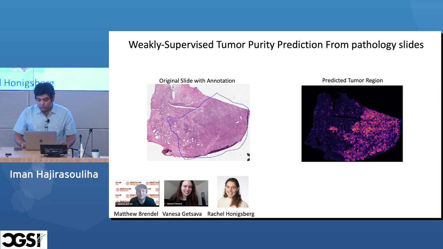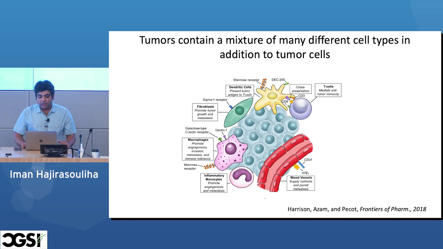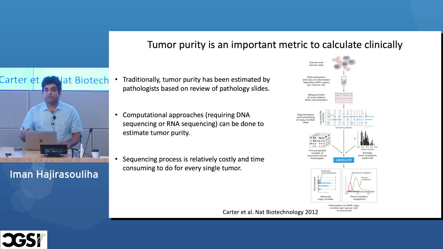Okay? So just to motivate the problem, we know that tumors are essentially a mixture of cancer and normal cells. So there are a lot of different cell types. And it is clinically very important to know or estimate the amount of tumor in your sample. Traditionally, the pathologist can manually look at the slides and basically just get a rough count of the tumor cells versus other cells.